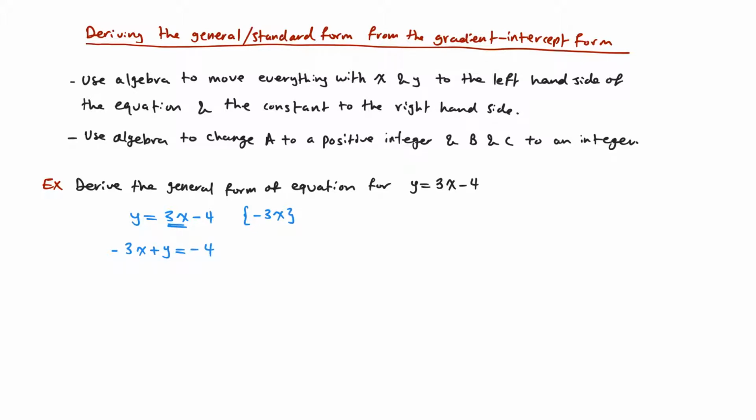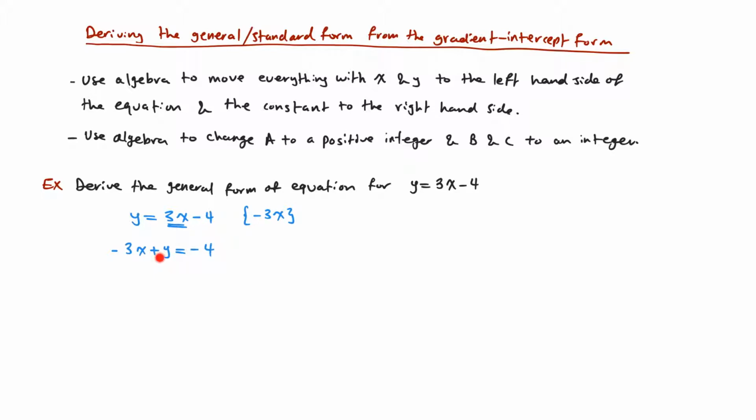And when you move things, it's better to write the term that has the x on the left and the one that has the y on the right, because the form again is ax plus by is equal to c. Now we have to ensure that our a value is a positive integer and that our coefficient of y is an integer and our constant is also an integer. In this case, our a value is negative 3, so right away we can see that it's not a positive integer, so we need to make a change for that.